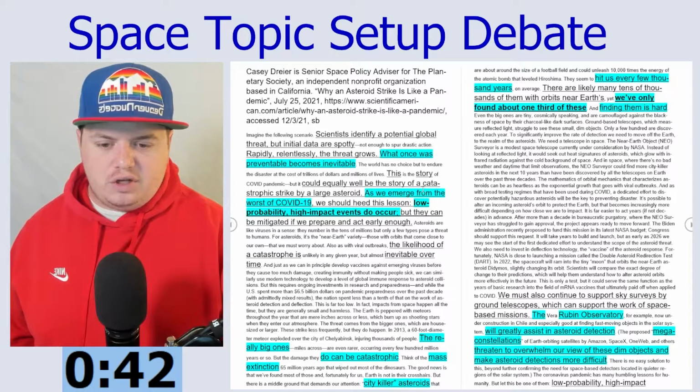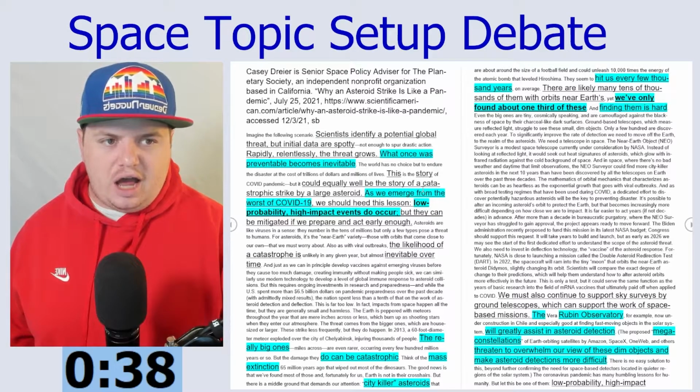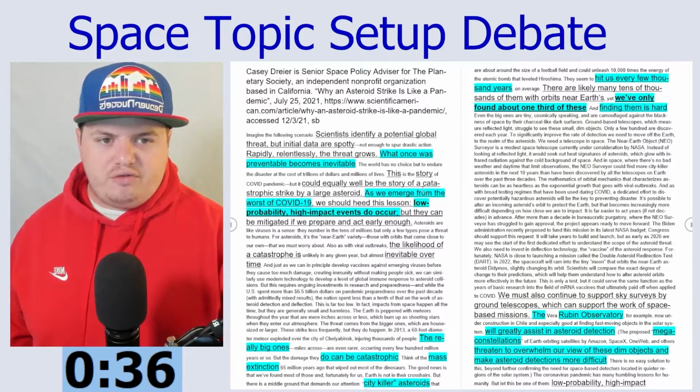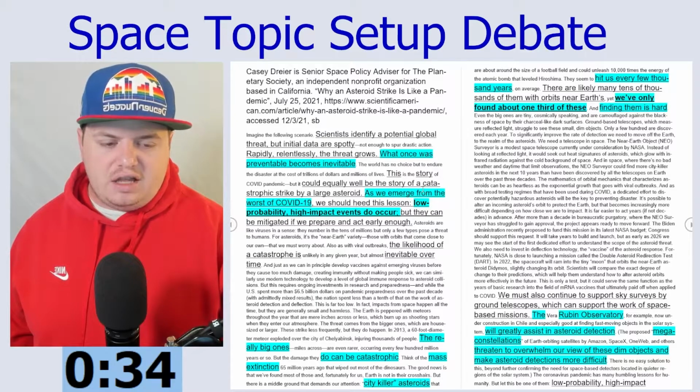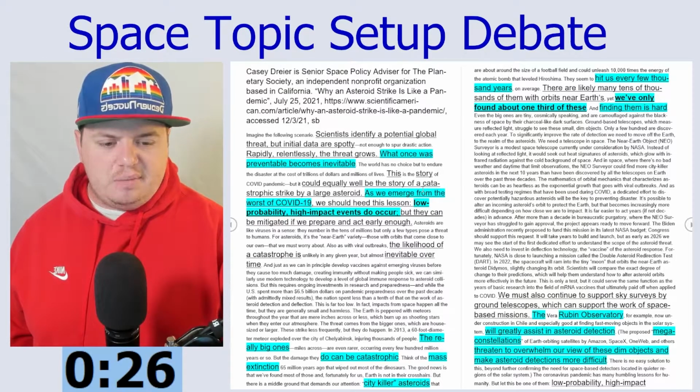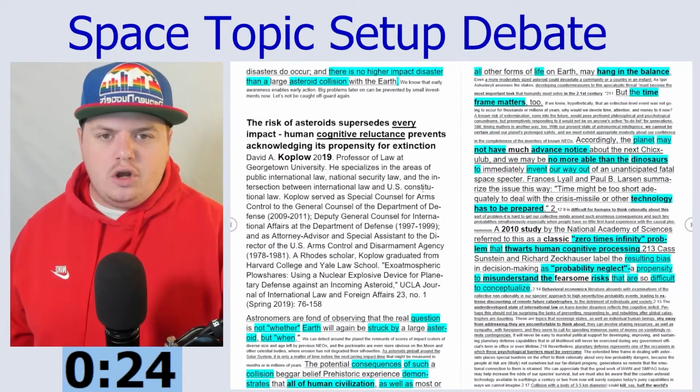The really big ones can be catastrophic. Mass extinction, city killer asteroids hit us every few thousand years. We've only found about a third of these. Finding them is hard. The Rubin Observatory will greatly assist in asteroid detection. Mega constellations threaten to overwhelm our view of these dim objects and make asteroid detection more difficult.